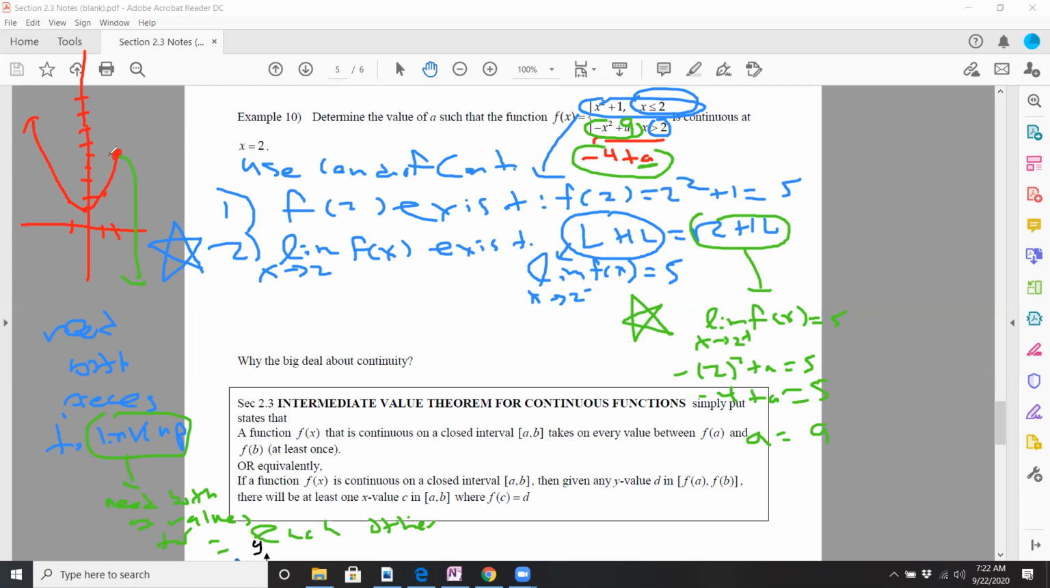And that way you force it to be continuous. You don't have to lift your pen or pencil off the paper. I don't have to lift my finger off the left button of my mouse. So a equals 9 is what forces this to be continuous. You'll have some horrible problems to help you with this. Now we're about to venture into the intermediate value theorem.